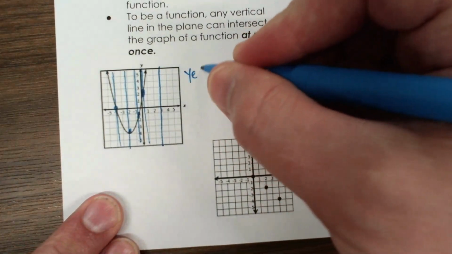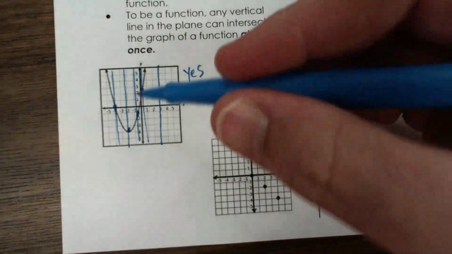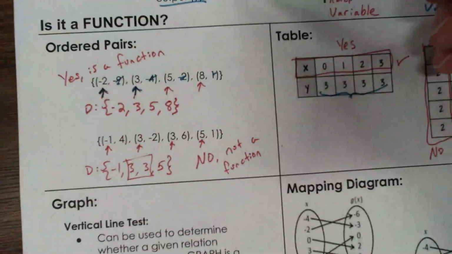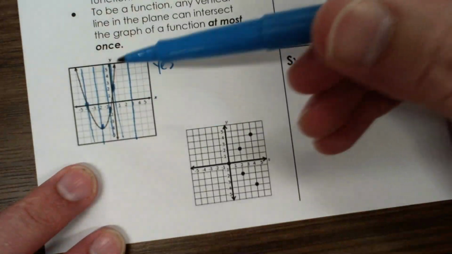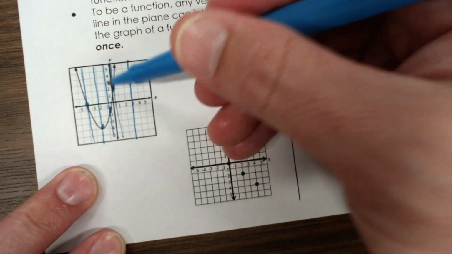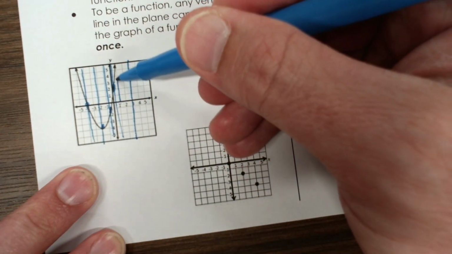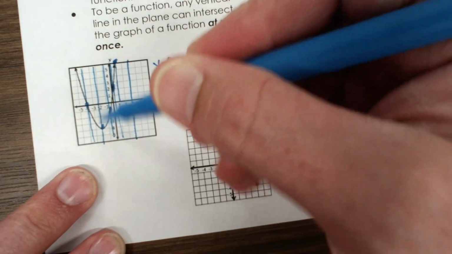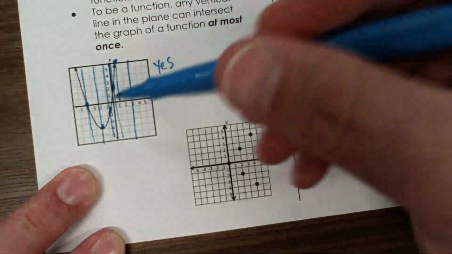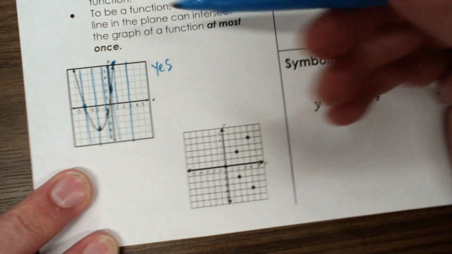This is a function because I am only hitting it once, because for each x value, I'm only getting one y value. My x value right here hits right here. My x value right here hits right here. The x value here at -1 hits here. At -2, it hits down here. All of those are perfectly fine.